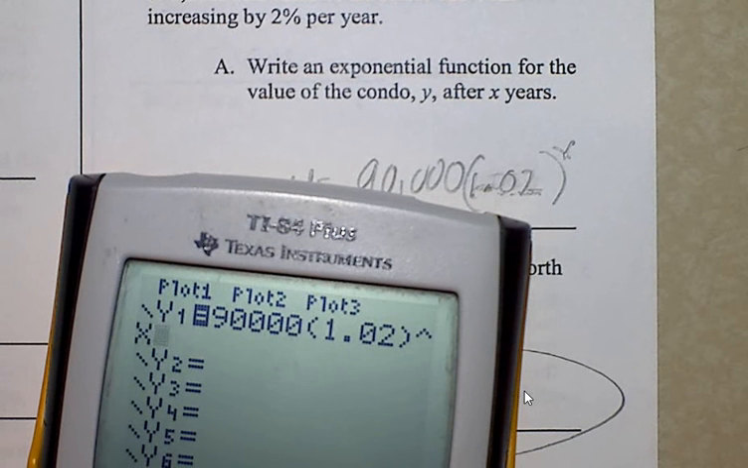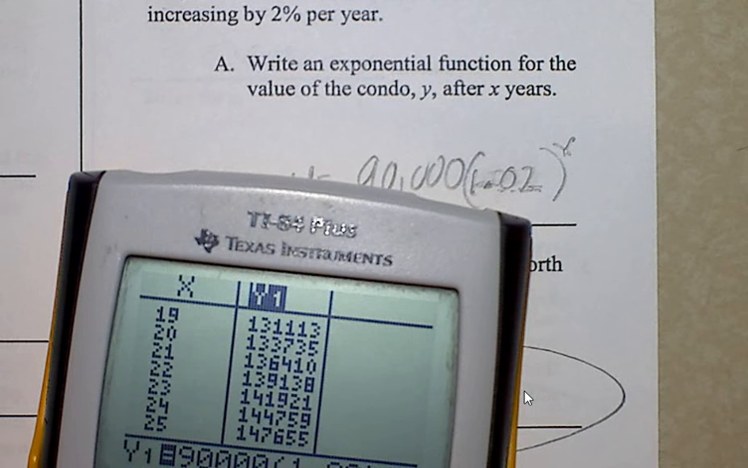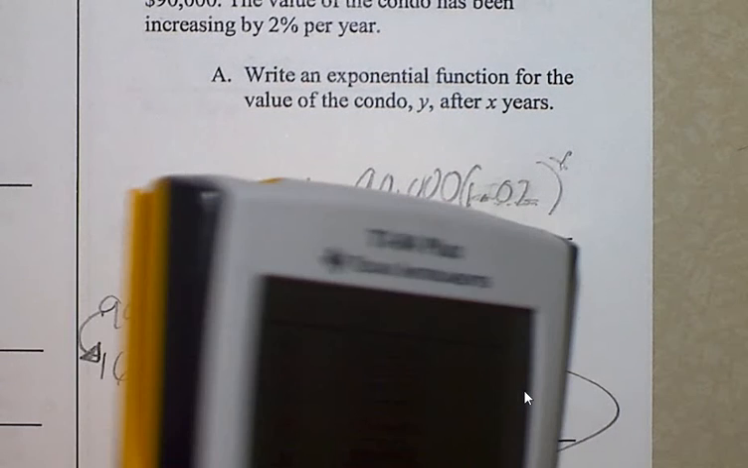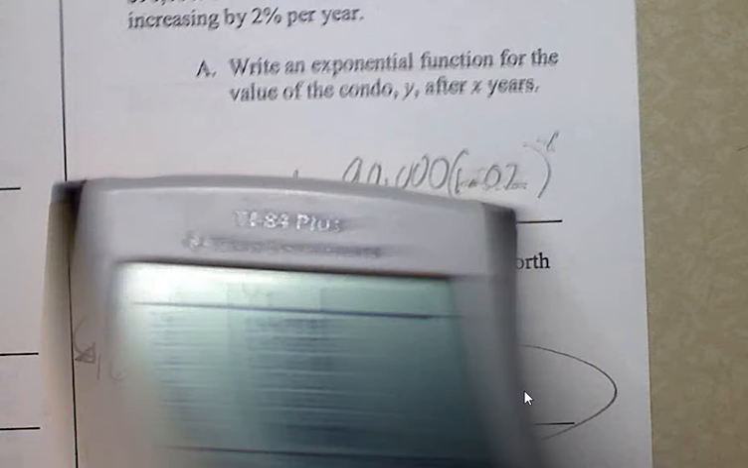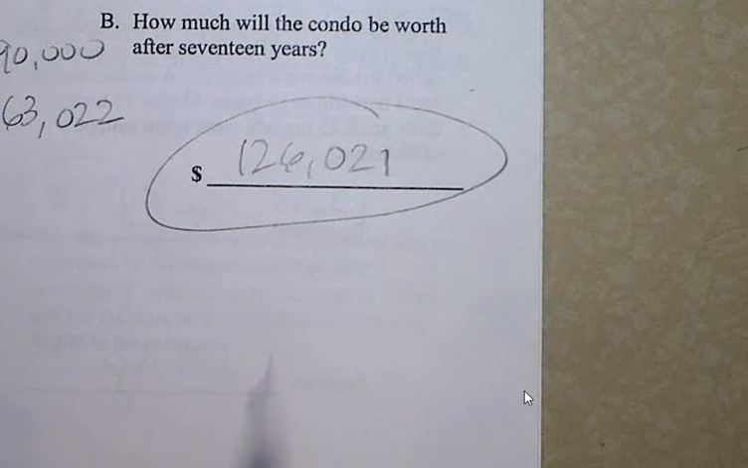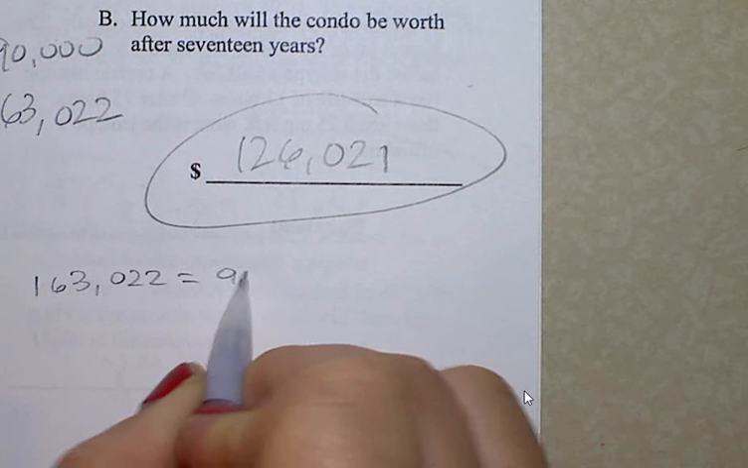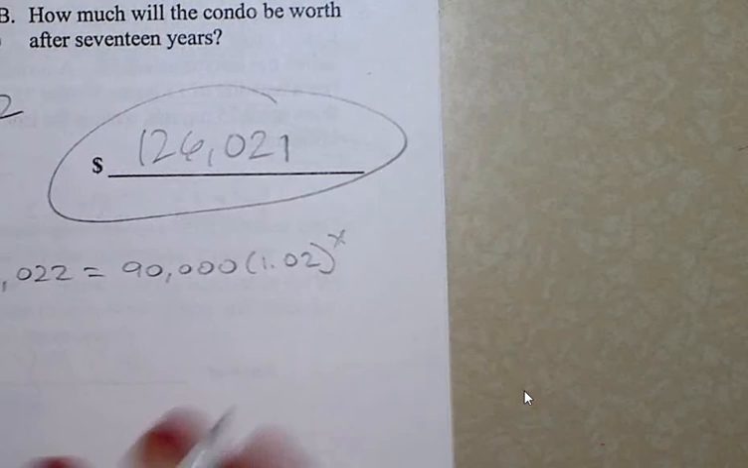Now don't hit graph, hit second table. And then you're going to go up and down that y column until you find approximately, was it 163? 30 years done. Okay, can I do it quick? You watch. Okay, ready? So watch real quick. Okay, can you see? I did it.